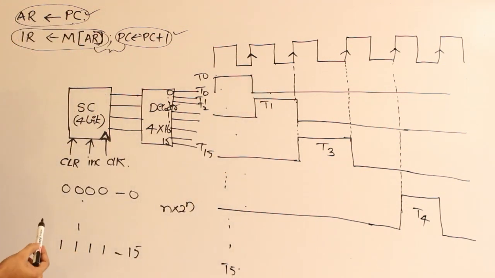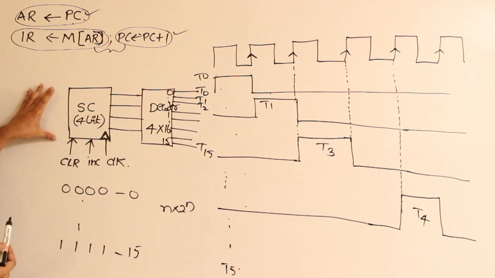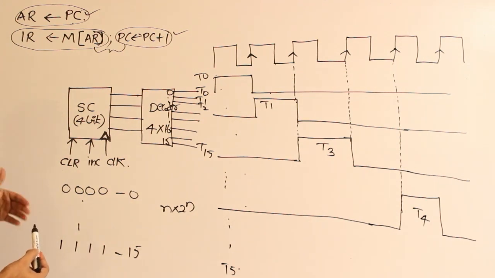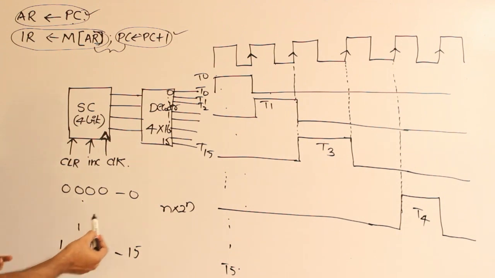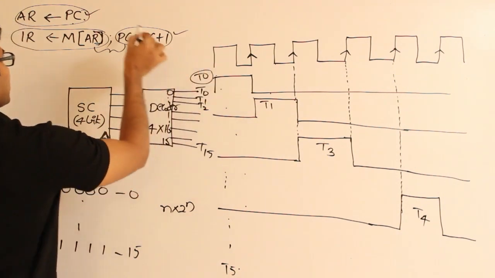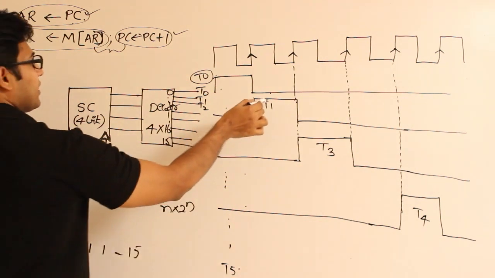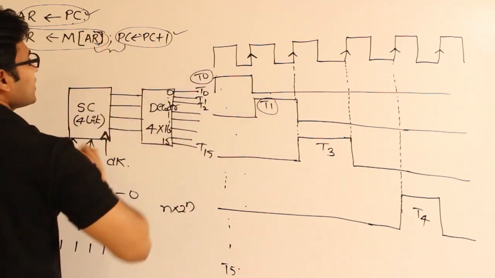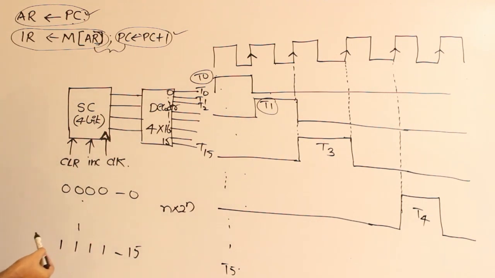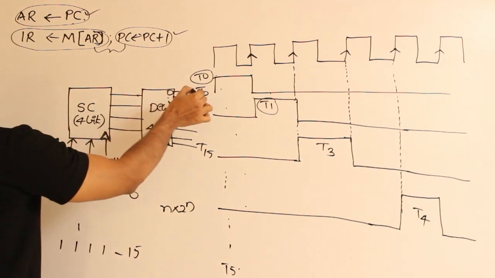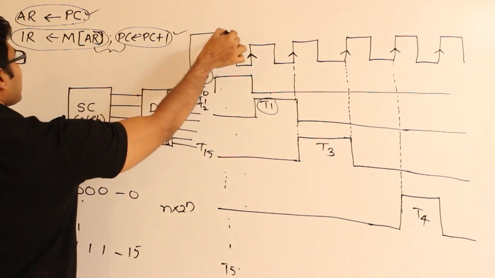Now what is the advantage of having such a circuit? Because of this we can design the hardware in such a way that at T0 this particular operation will take place, right? And similarly at T1 this particular operation will take place, something like this. If you want this particular operation to take place at T0, then what we should do is, we should take this T0 and then apply it.